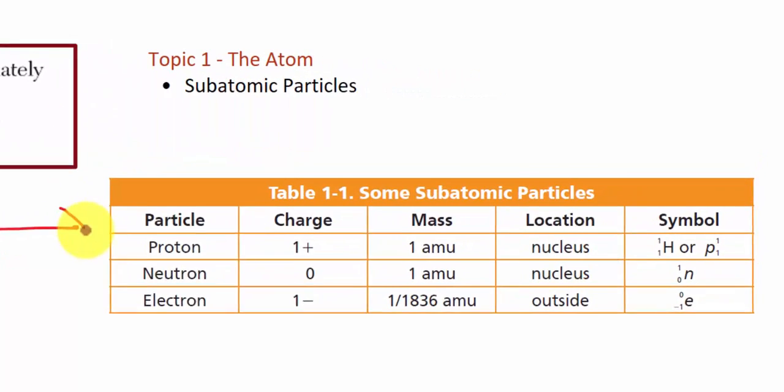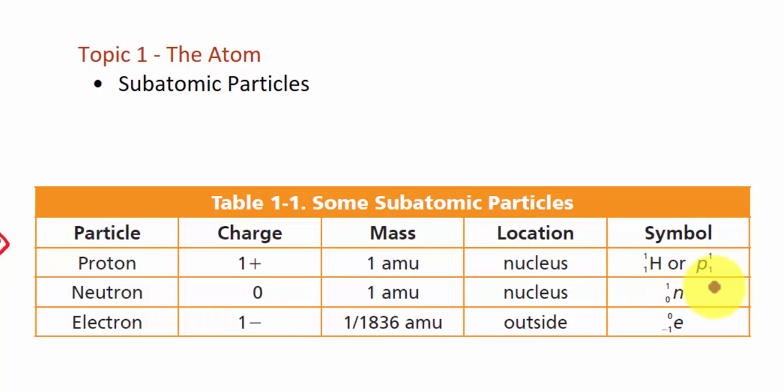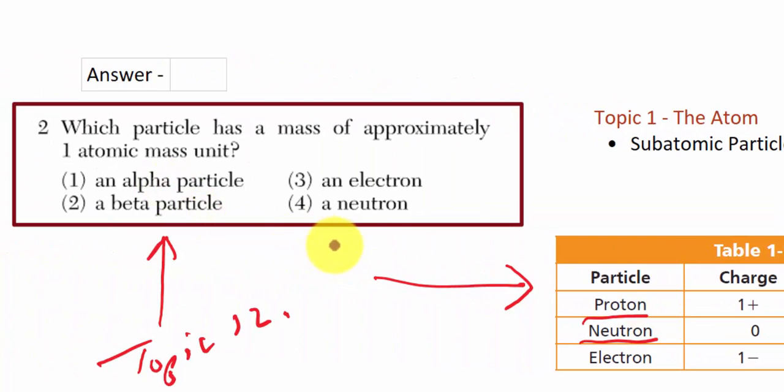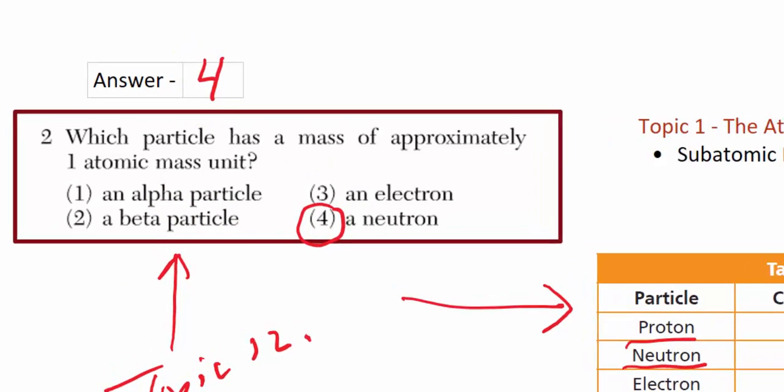I've included a table over here which shows the basic structure of the subatomic particles proton, neutron, and electron. We're looking for the particle that has the mass of 1 atomic mass unit. So that would be one of these 2 particles, either the proton or the neutron. The proton is not offered as an answer, so we're going to stick with the neutron, answer number 4.